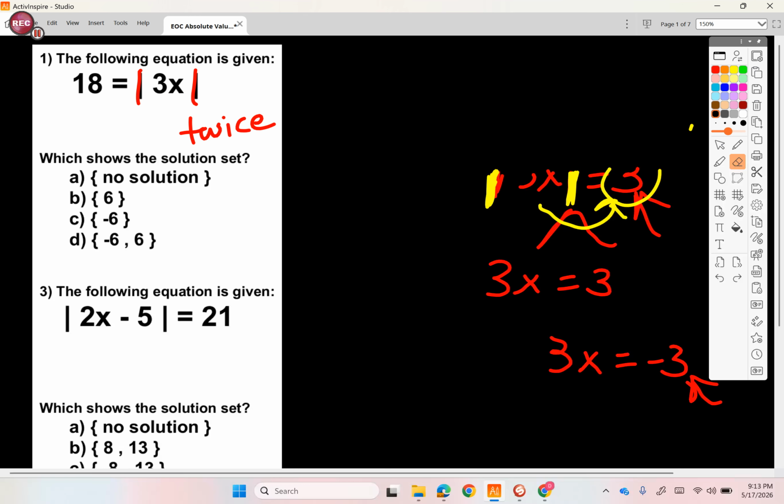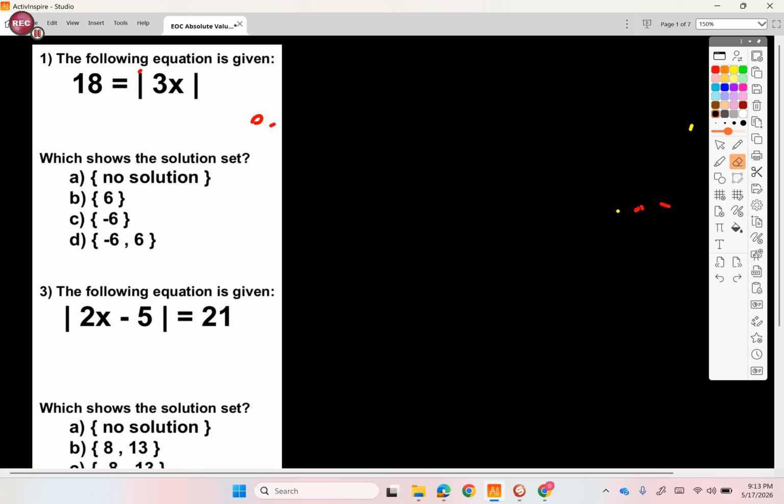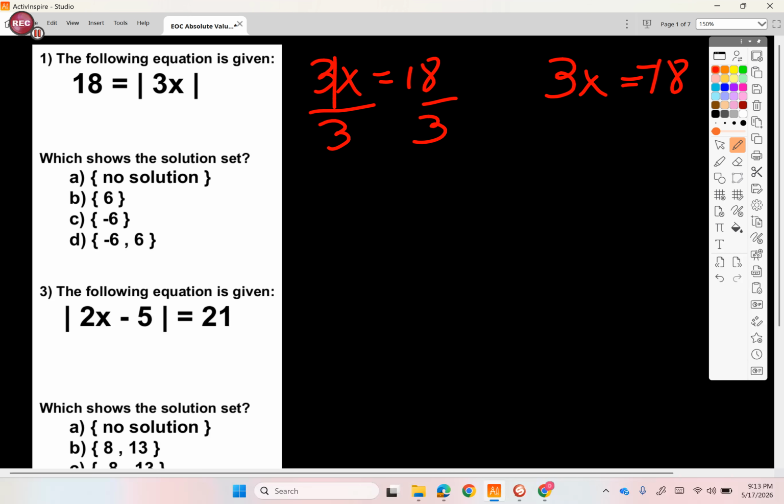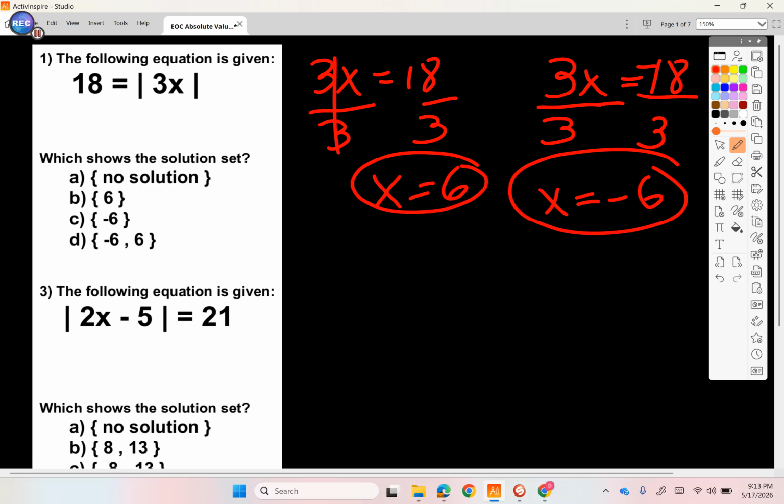Let me just clear this up. So these are pretty simple. The first one's pretty simple because the only thing you have to do is divide by 3 first, divide by 3 on the other side, but this time you're going to put a negative on that final number. So with these questions, you're going to get the same answer twice, but one's going to be positive and one's going to be negative. So those are your two solutions.